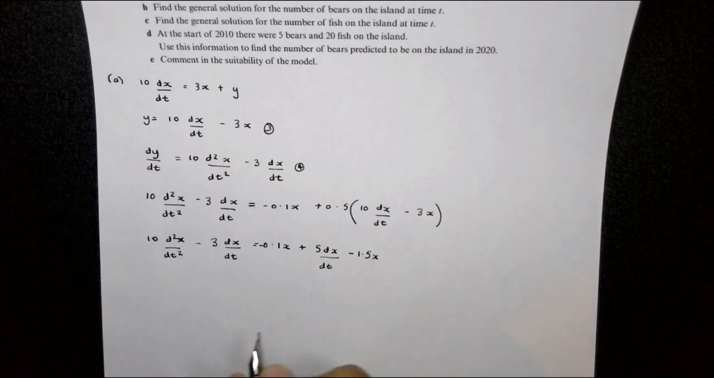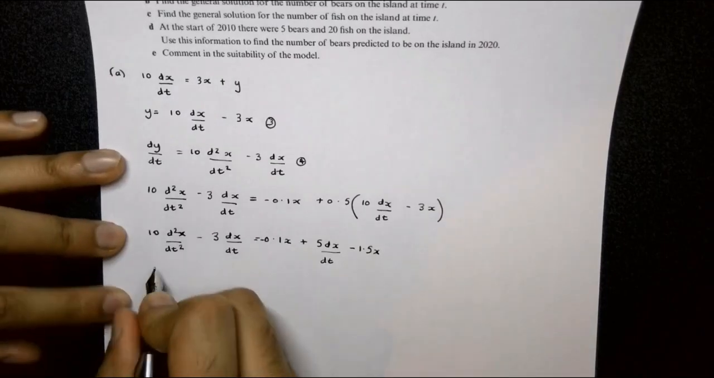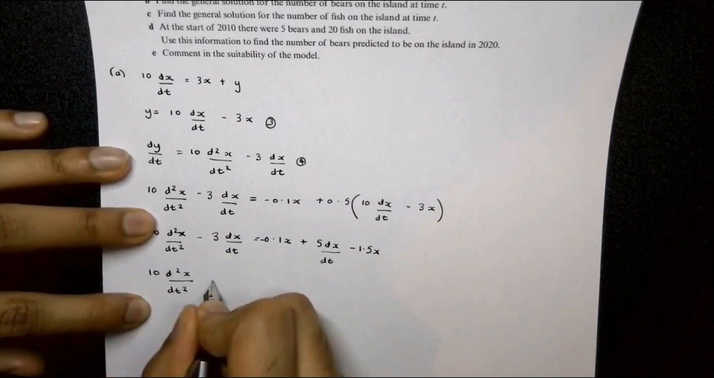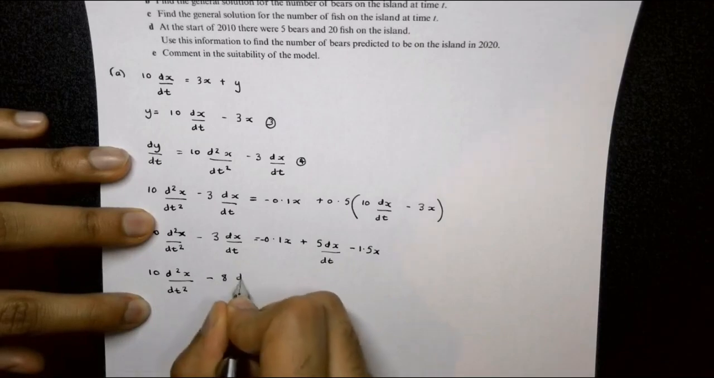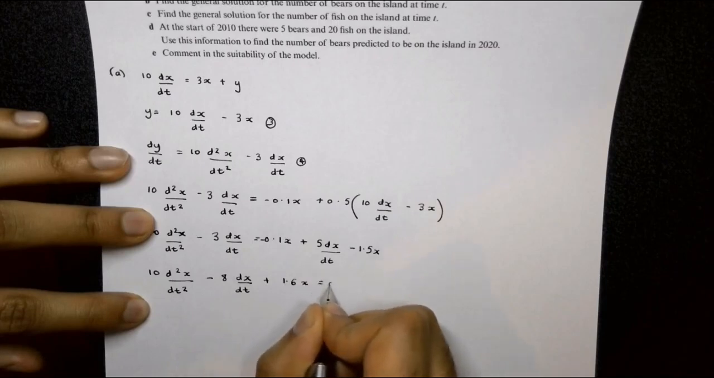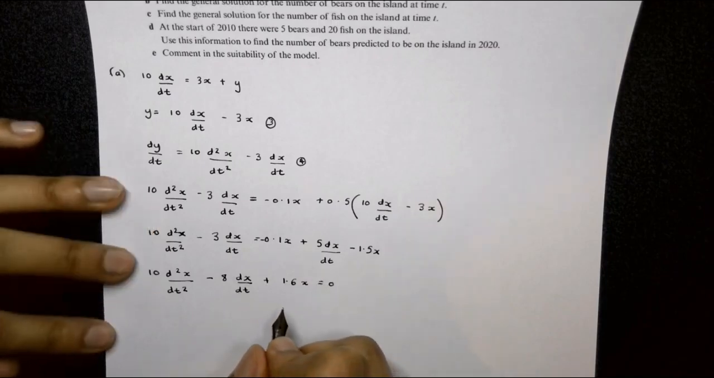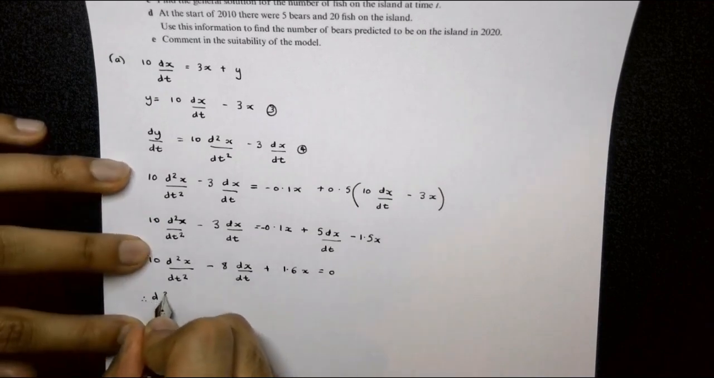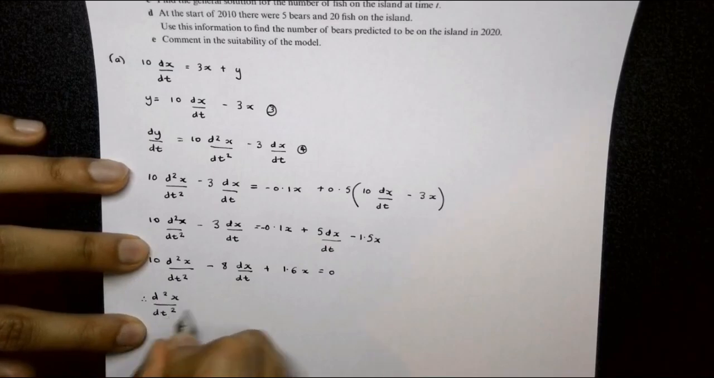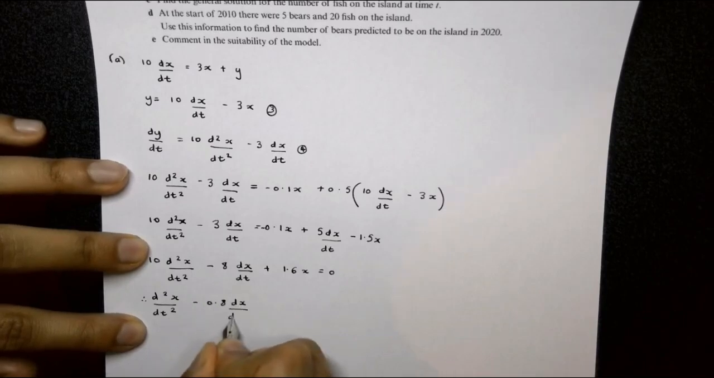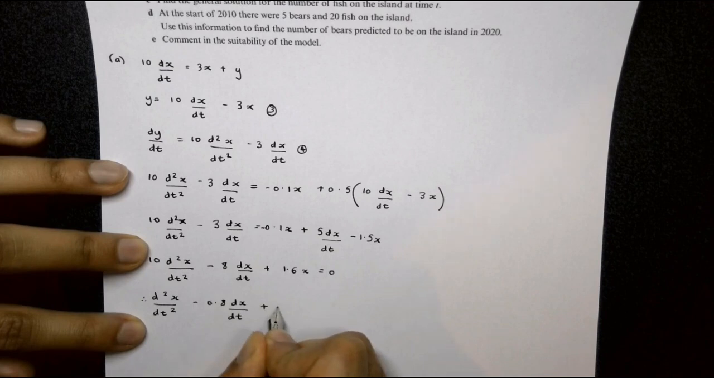And if we take everything over to the left hand side, you can see we end up with 10 d squared x over dt squared minus 8 times dx over dt plus 1.6x equals 0. And now what we can do is divide both sides by 10, so we end up with d squared x over dt squared minus 0.8 dx over dt plus 0.16x equals 0.